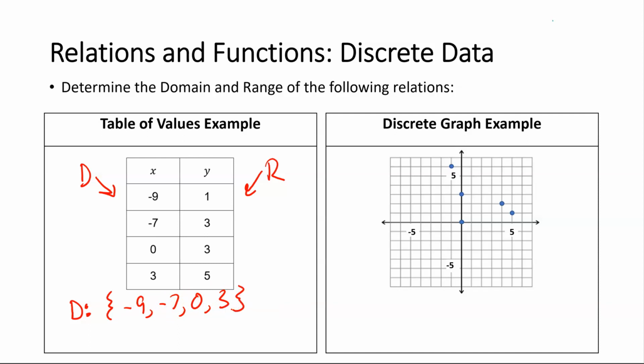The range is all the possibilities of the y variable. That'd be 1, 3, and 5. We don't need to list 3 twice because the range is all the possibilities. You can have many 3s for y, but when you list the range, you only list that number once.